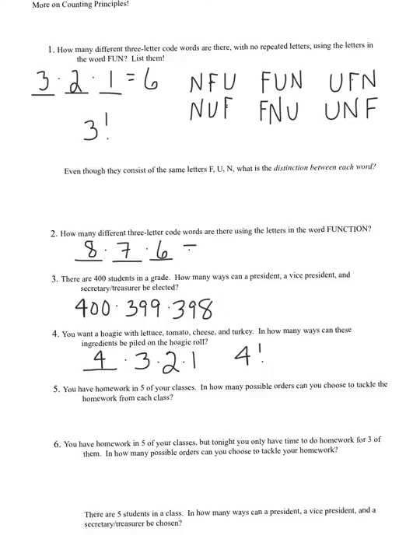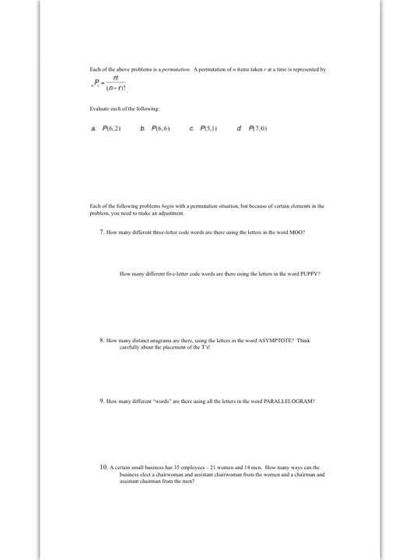So here's a little trick. I could have written this as 8 factorial over 5 factorial. So everything is going to cancel from 5 on. And this I could write as 400 factorial over 397 factorial.